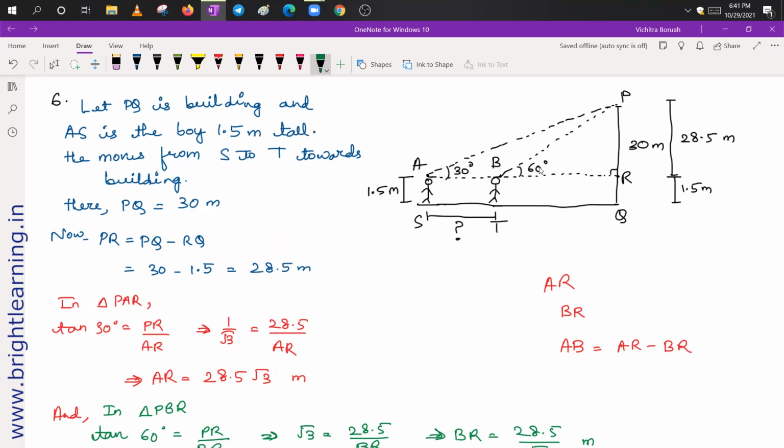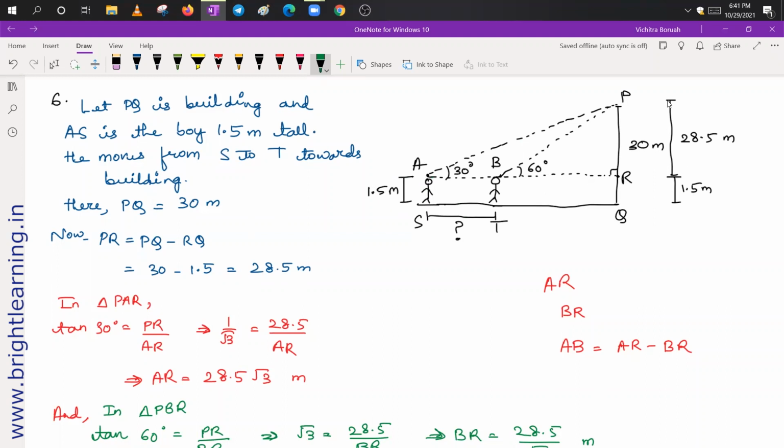So in the question, we have to find the distance traveled by this boy. Okay, how much distance he traveled? This distance we have to find. Now remember that the height of this boy is 1.5 meters. Height of this building is 30 meters.